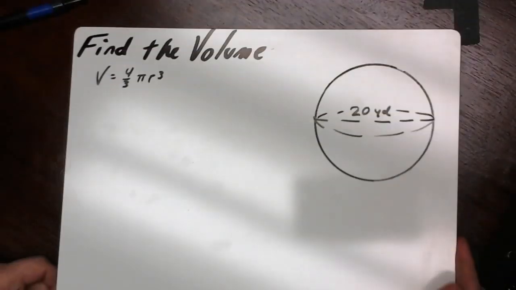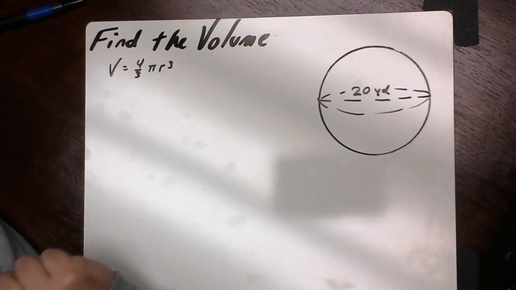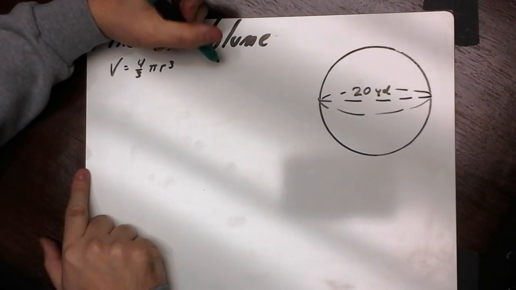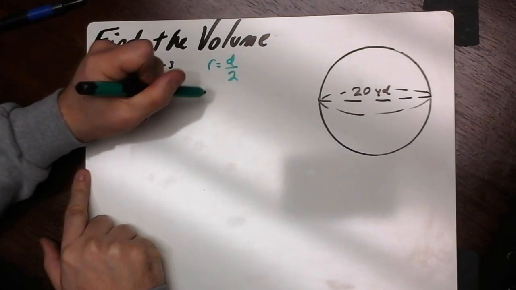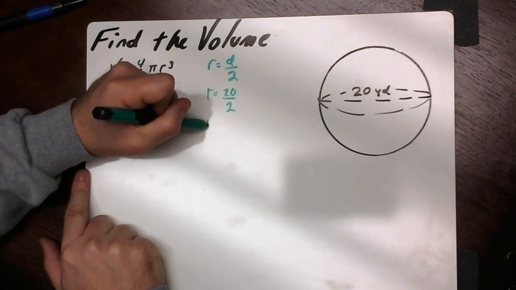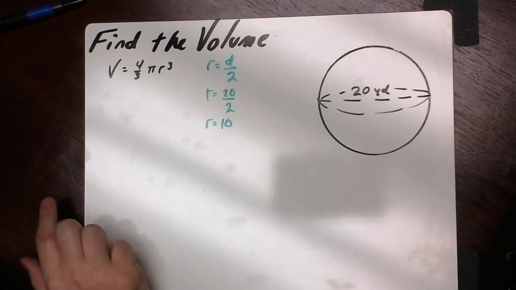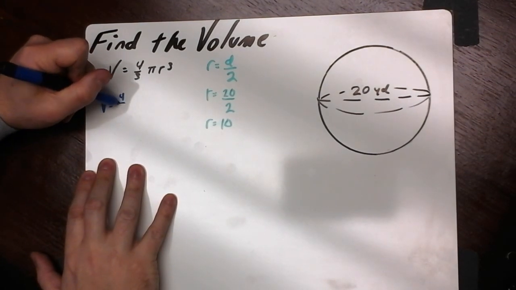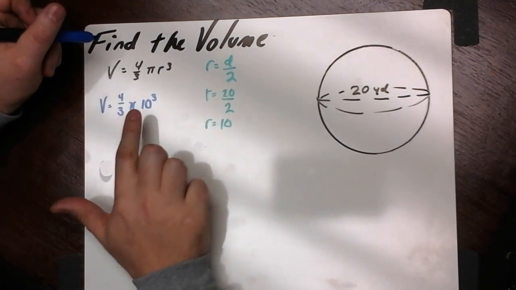And it is a sphere. The volume of a sphere is 4/3 pi r cubed. They gave me the diameter again, so I have to find the radius. The radius is the diameter divided by 2. So the diameter is 20, divide by 2, and the radius is 10. So now I'm going to plug that in. So V equals 4/3 pi 10 cubed.